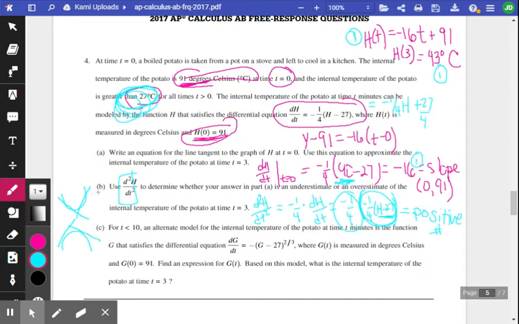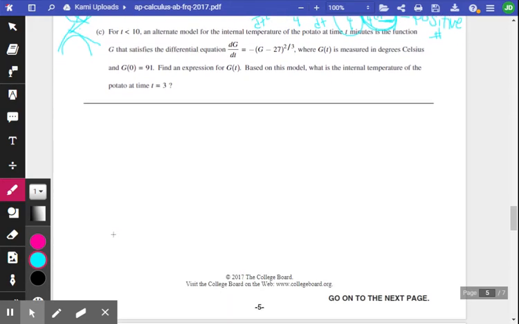Guess what? This is only worth 1 point for part B. But anyway, now that I know the second derivative is positive, it means my function's concave up. It means my tangent line is an underestimate. And that is only worth 1 little teensy point. That's a kick to the gut.